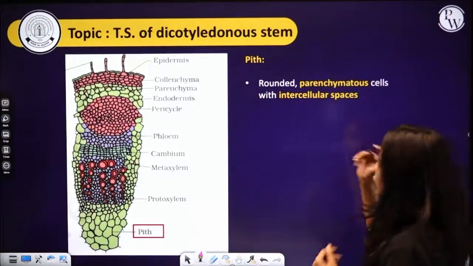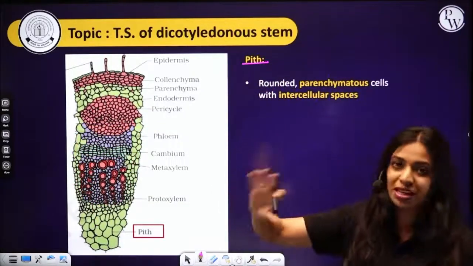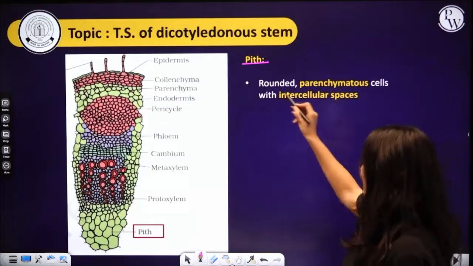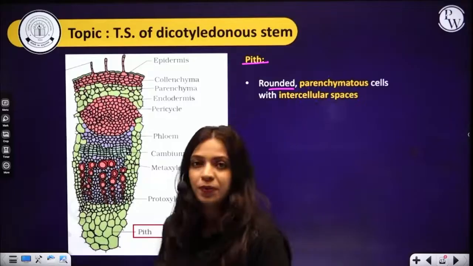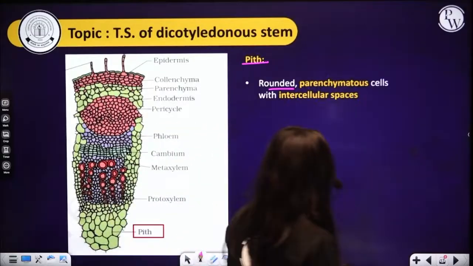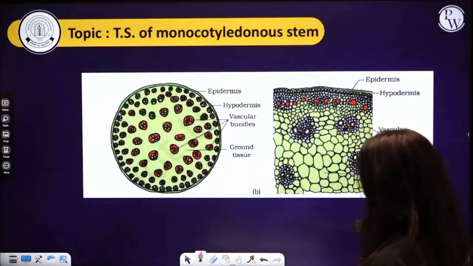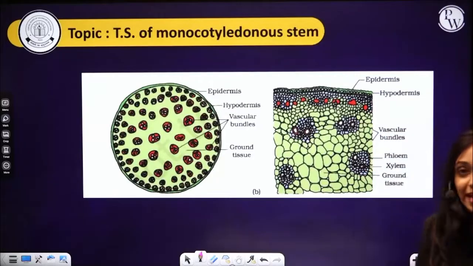Now let's talk about the pith. Pith, as usual, is parenchymatous here. You can find rounded cells with intercellular spaces in the pith, okay? And the pith is conspicuous. It's very prominent. That's about the TS of a dicot stem.